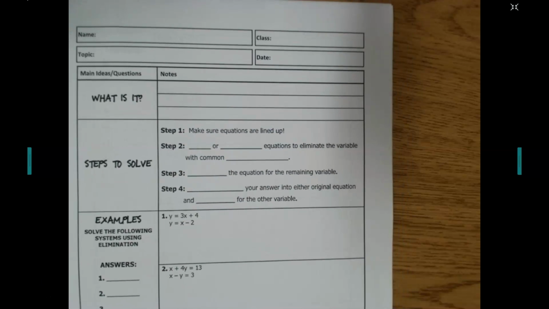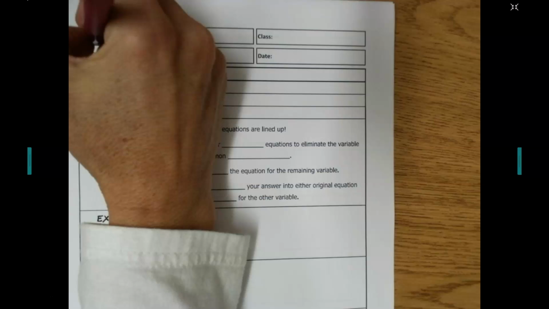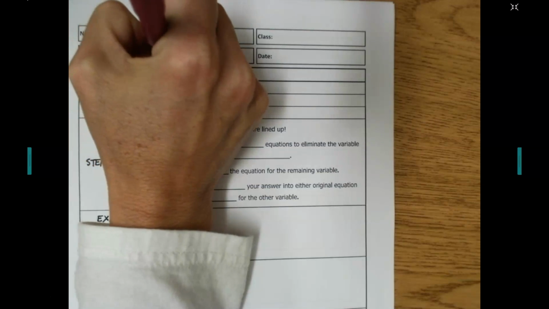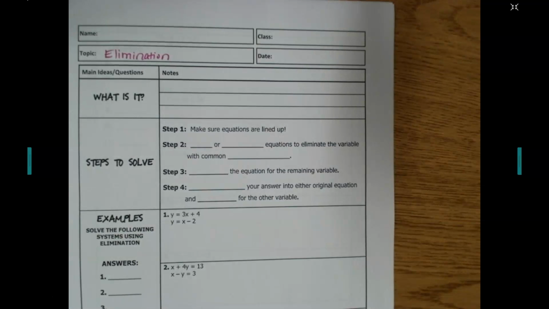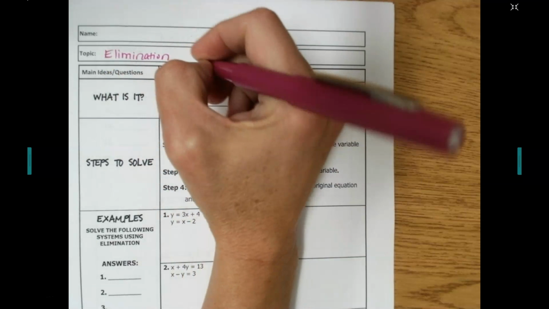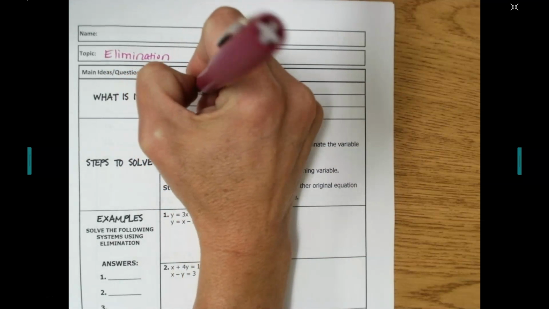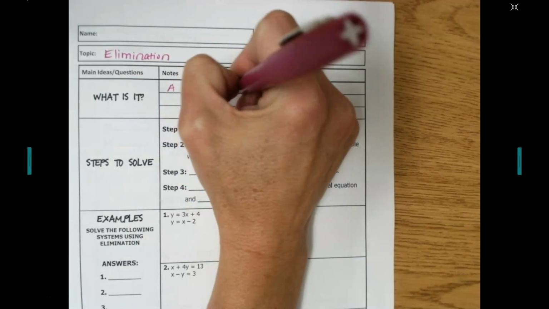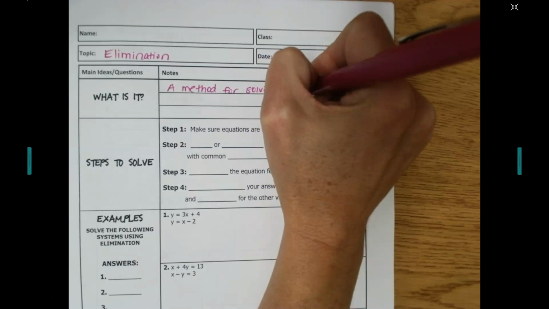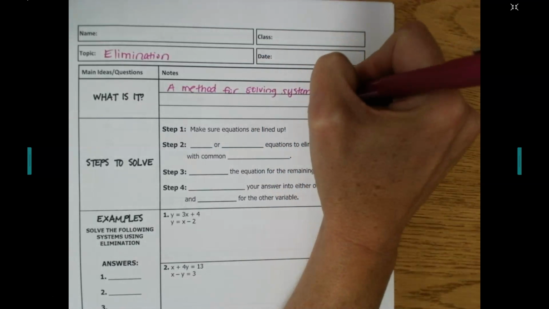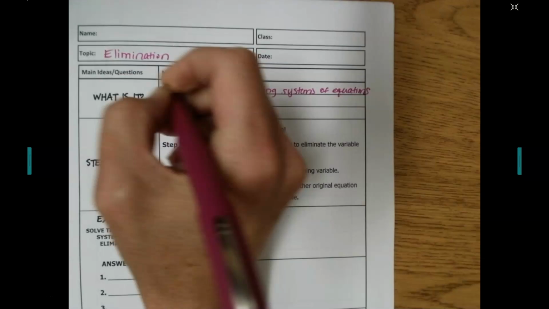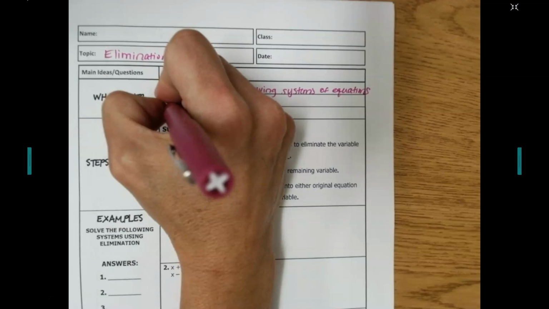Okay, so today we're going to learn the last way of solving systems of equations, and that's by elimination. And just like the name sounds, we are going to be eliminating a variable. So what is this? This is a method for solving systems. It's a method for solving systems of equations by adding equations to eliminate a variable.